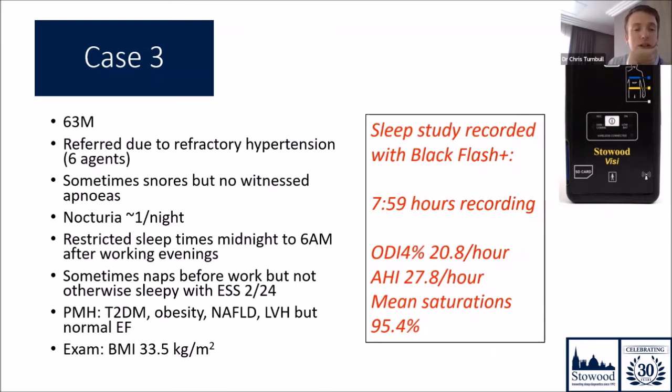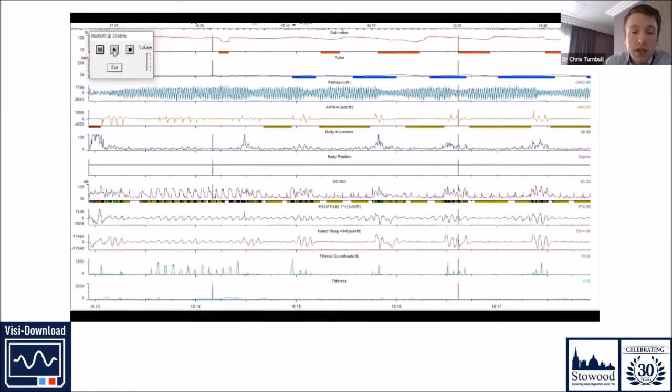He's got a fairly extensive comorbidity, so diabetes, obesity, NAFLD. On his echo, he does have some left ventricular hypertrophy, but his ejection fraction is normal and there's no suggestion of diastolic dysfunction. So he has a sleep study, as I said, with excellent recordings, good length of study. ODI is 20 and his AHI is 28. And his sleep study, I will play for you now.